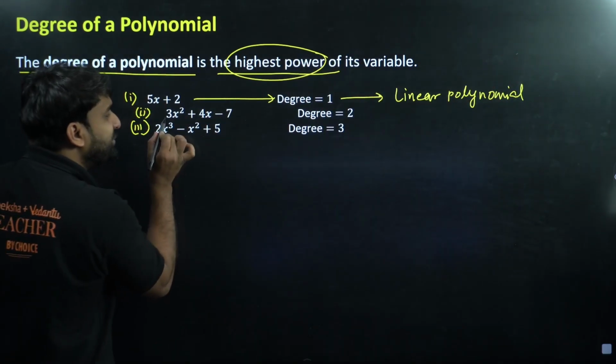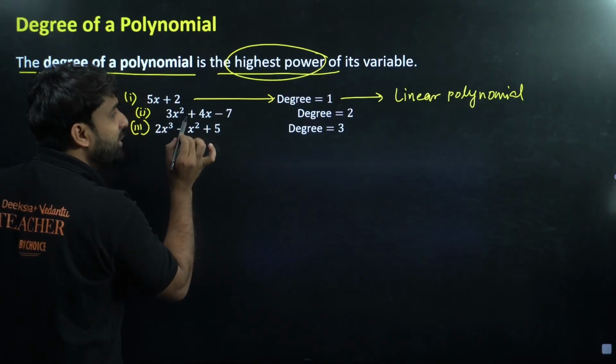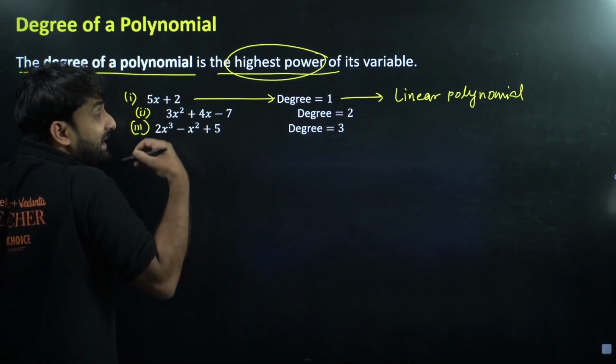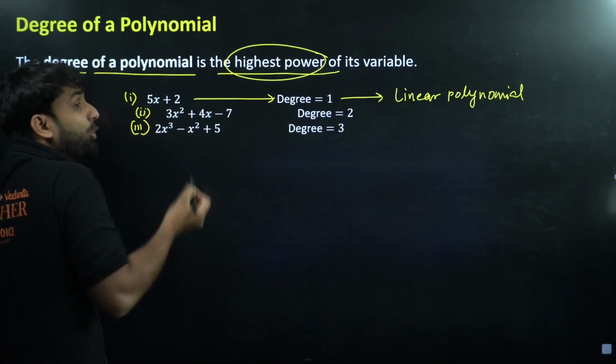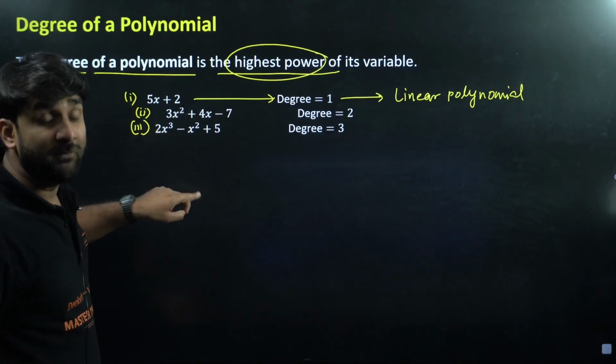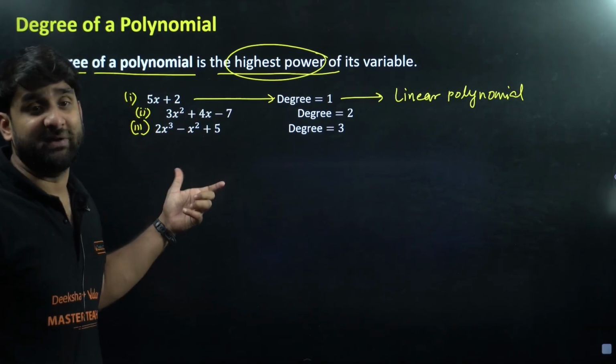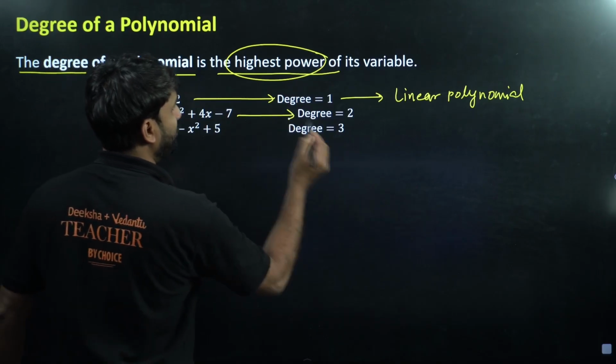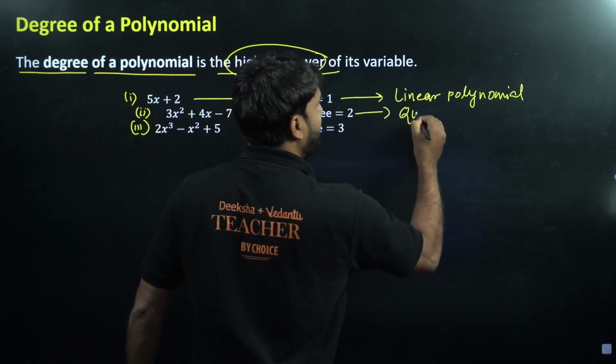In the second, 3x square plus 4x minus 7. What is the variable? The variable is x, and x has power 1 also, x has power 2 also, but the highest power, 2, is called the degree. So here the degree will be 2, and such equations are called quadratic polynomials.